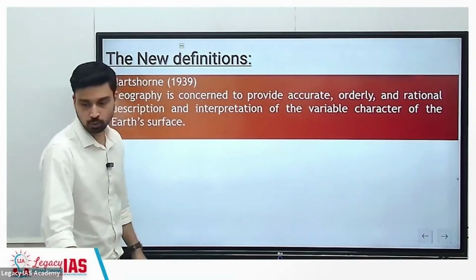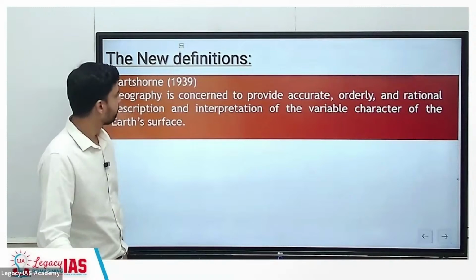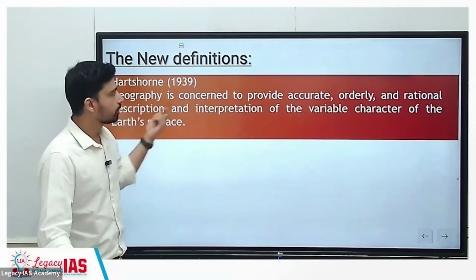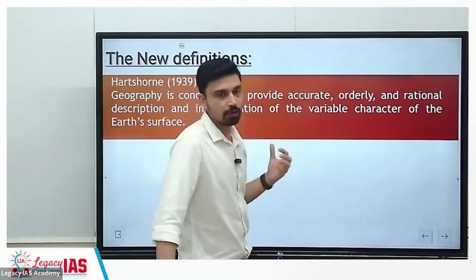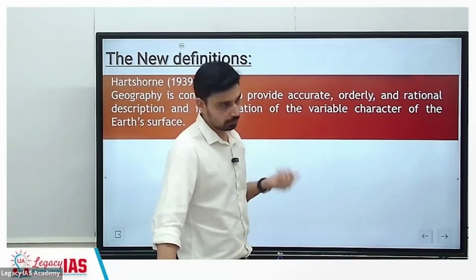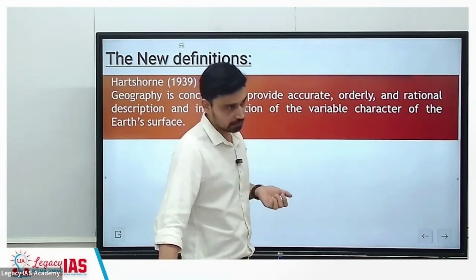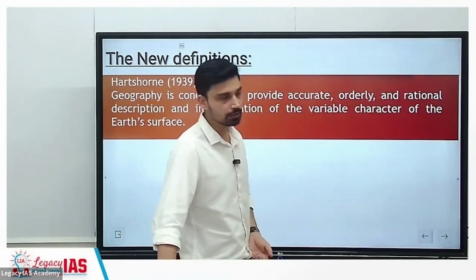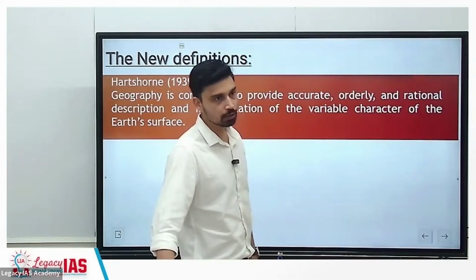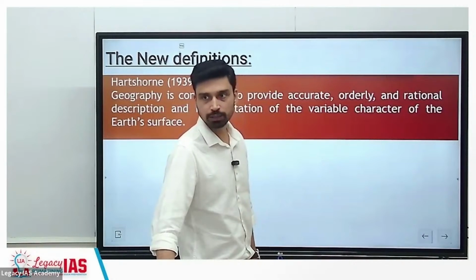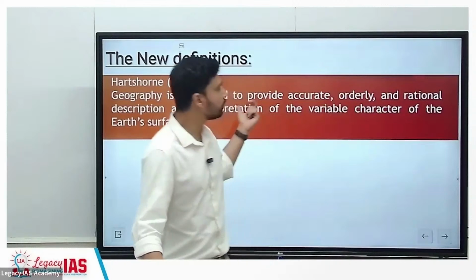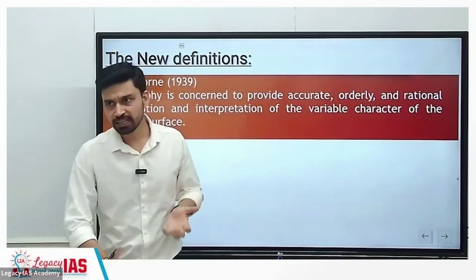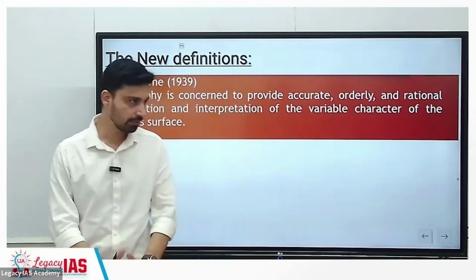In 1939, another noted geographer, Hartshorne, said what geography is. It is concerned to provide what? See, in the earlier time when geography was in the state of development, it was not so much a scientific discipline. It was only based on observations. Gradually, a lot of science, scientific instruments and scientific concepts also began to be used in geography. So gradually it converted into a discipline that we cannot say is strictly scientific, but semi-scientific we can call it, right?